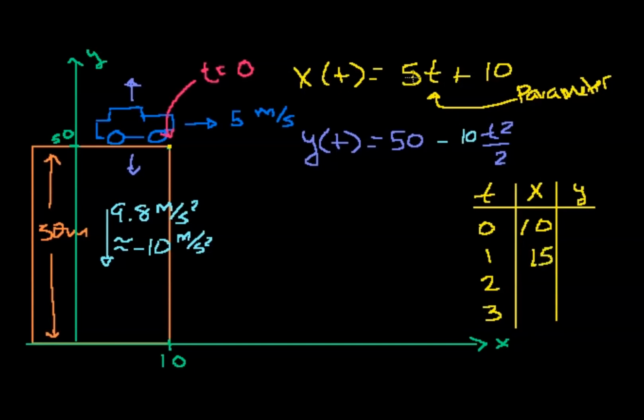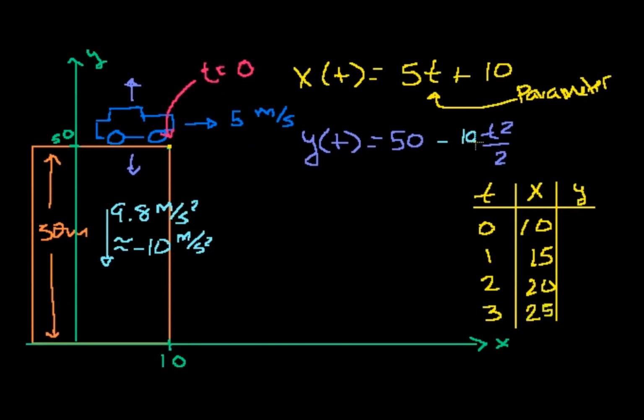At t of 2, 5 times 2 plus 10, that's 20. And it makes sense. Every second we're getting 5 meters more to the right, or x is increasing by 5 meters. So when t is equal to 3, 15 plus 10 is 25. Easy enough. The y is a little bit more complicated.